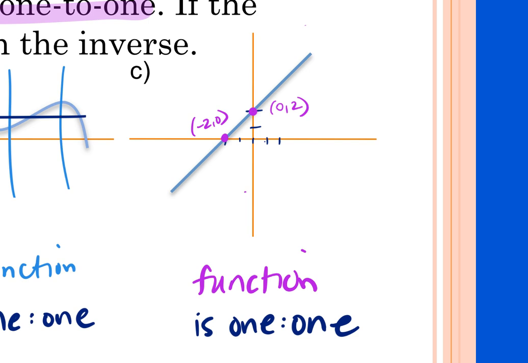So if I want to find the inverse, what do I do with those? Flip them. So I would want to make it 0, negative 2, and 2, 0. And what should happen is if you fold it along the y equals x line, they should be symmetric. Or y equals negative x the other way. If it's going the other direction, they should be symmetric.